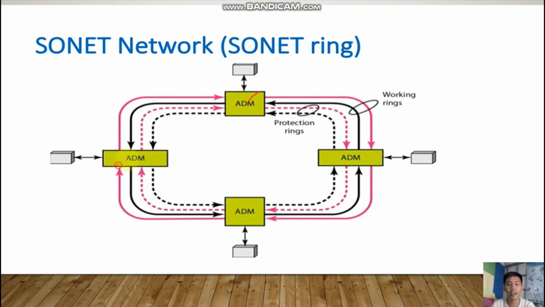So we have here a SONET network ring. We have here ADM or add drop multiplexers. It has 2 rings. The outside ring is called the working ring, and the inner ring is called the protection ring. The working ring delivers signal from one ADM to another ADM. If the working ring fails, the protection ring reroutes the signal from one ADM to another ADM. So this is all about the SONET network and SONET ring. It has working rings and protection rings.